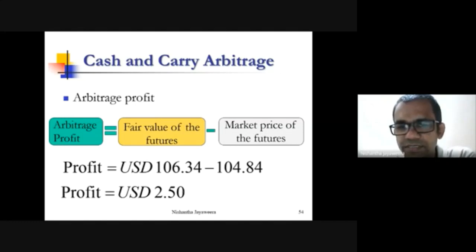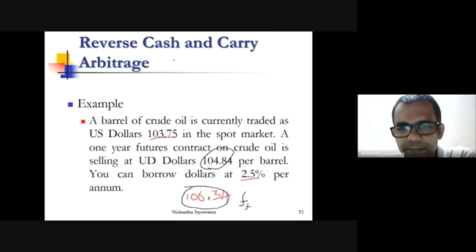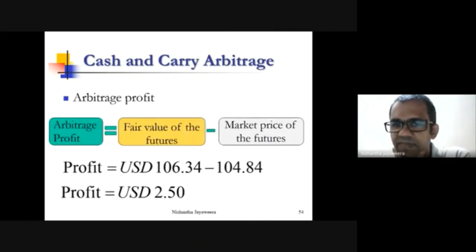Clear? So in this case, since you have to borrow the asset, the lending fee or the borrowing fee of that asset should be less than 2.5. Otherwise, you won't get any profit. There's a small correction. Note it down as reverse cash and carry arbitrage, because we are discussing that one. So 2.5 is the arbitrage profit that we can get.